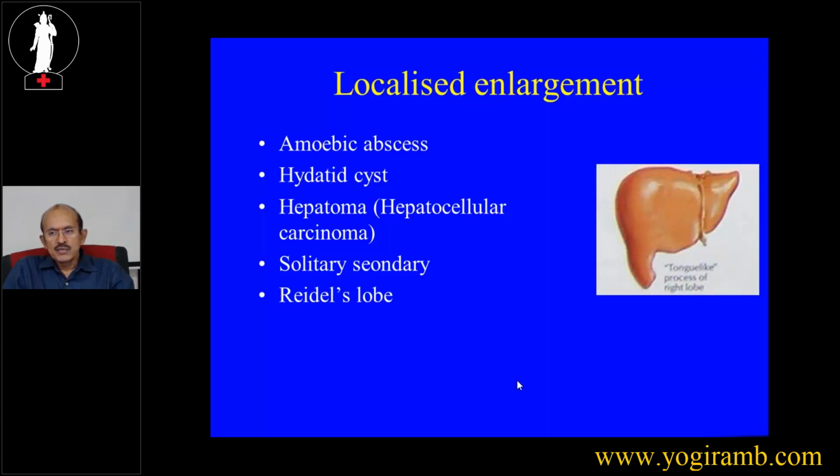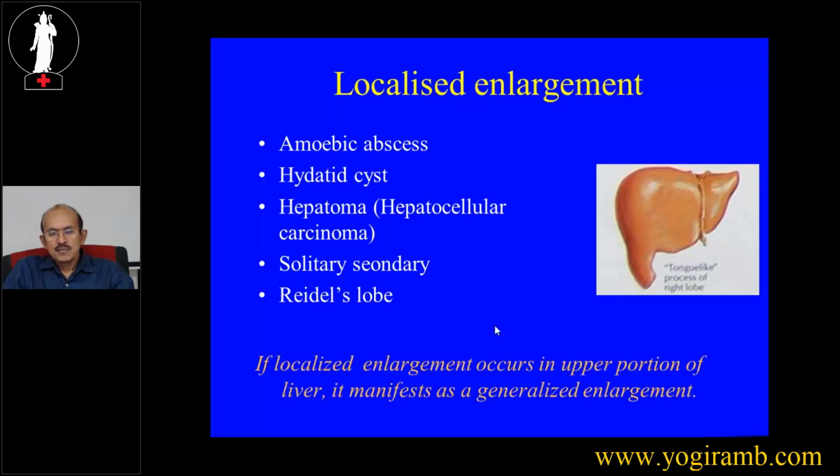So these are the conditions for the localized enlargement. For example, if there is a localized enlargement of the liver in the upper segments, then it manifests as a generalized enlargement because the liver is simply displaced down by a mass in the upper portion of the liver. So then it presents like a diffuse enlargement of the liver.